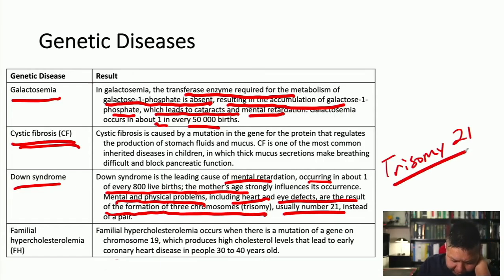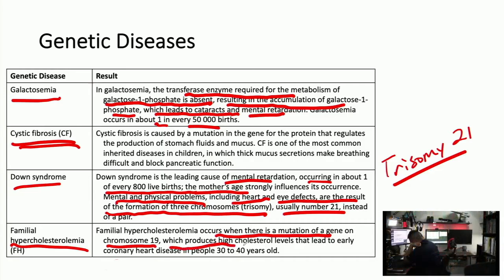Then there's familial hypercholesterolemia. Did I say that right? I think so. This one occurs when there's a mutation of the gene on the 19th chromosome, which produces high cholesterol levels that lead to early coronary heart disease in 30 to 40-year-olds. Wow, I didn't even know about that one.